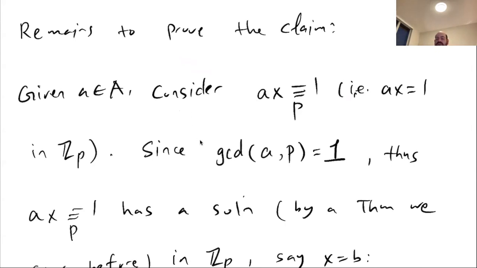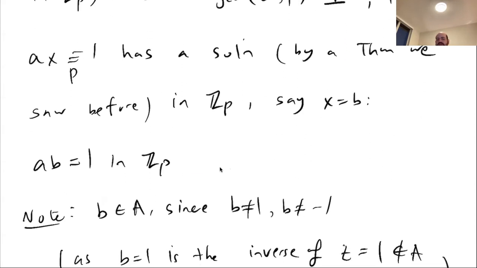Why? Which numbers have an inverse in ZP? If a number is multiplied with another number and the result is 1, then that number has an inverse. So if ax equals 1 has a solution, then a has an inverse. Well, ax equals 1 has a solution because the GCD of a and P is 1, and we had a theorem before that said under these circumstances, a has an inverse. So a has an inverse. I am calling the inverse B, so ab equals 1.